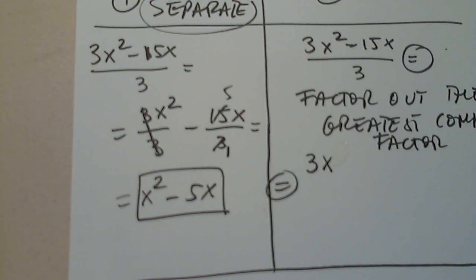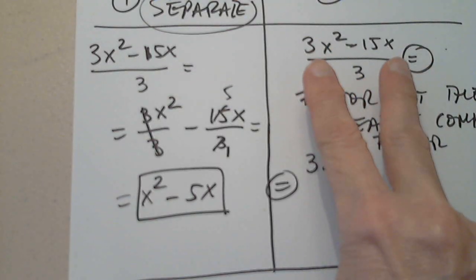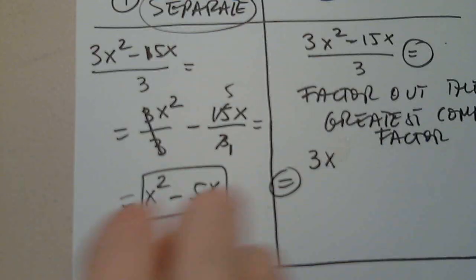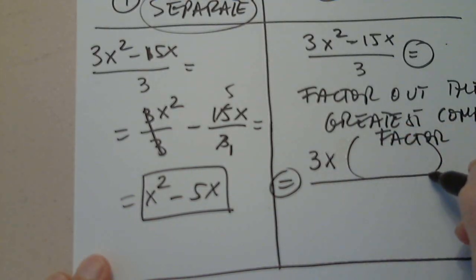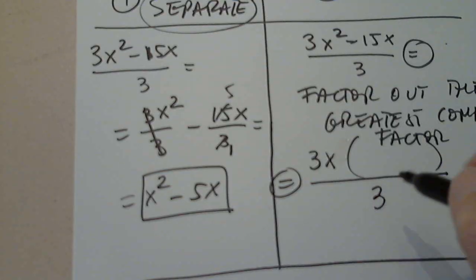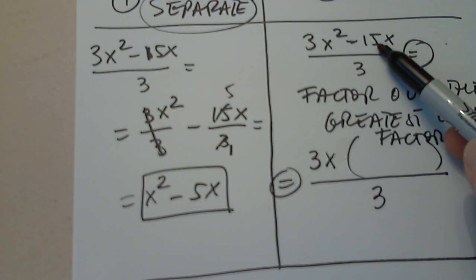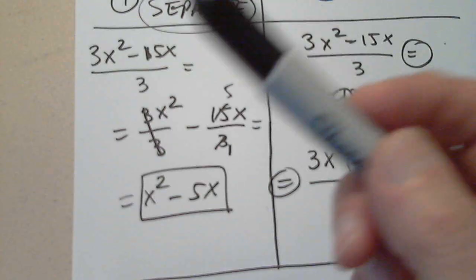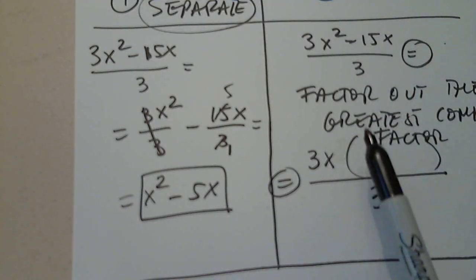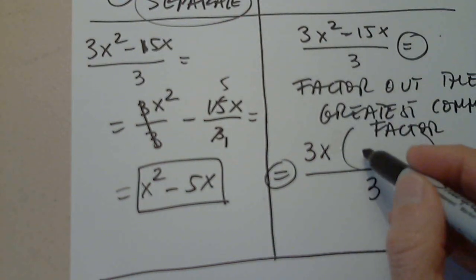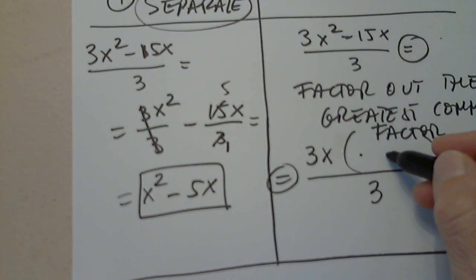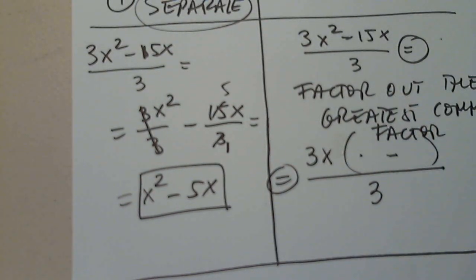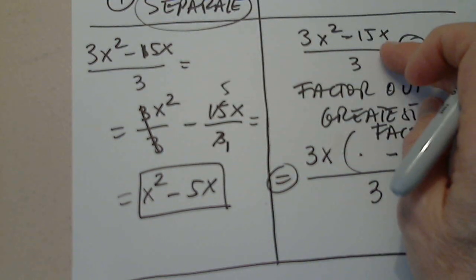Notice one thing very important. I started with 2 terms. I have to have in parentheses 2 terms, no matter what, because I have to be able to recover this expression. So now I'm going to ask you, 3x times what is 3x squared? What do I have to write here? And then I have to write minus. And then I'm going to ask you, 3x times what is 15x?